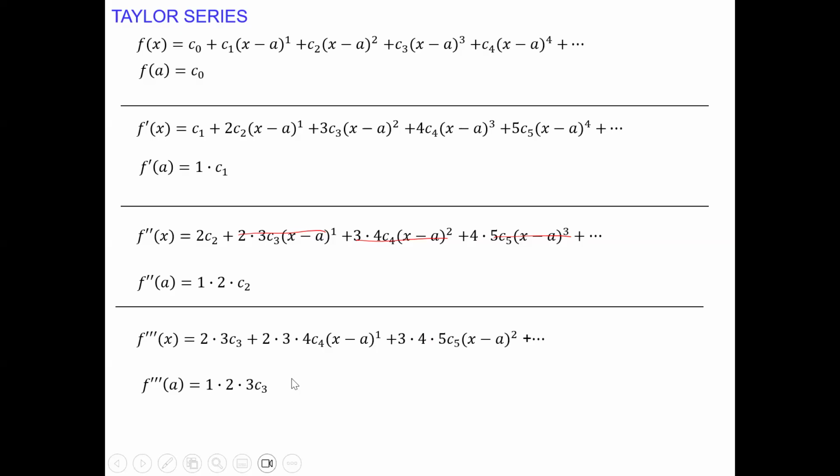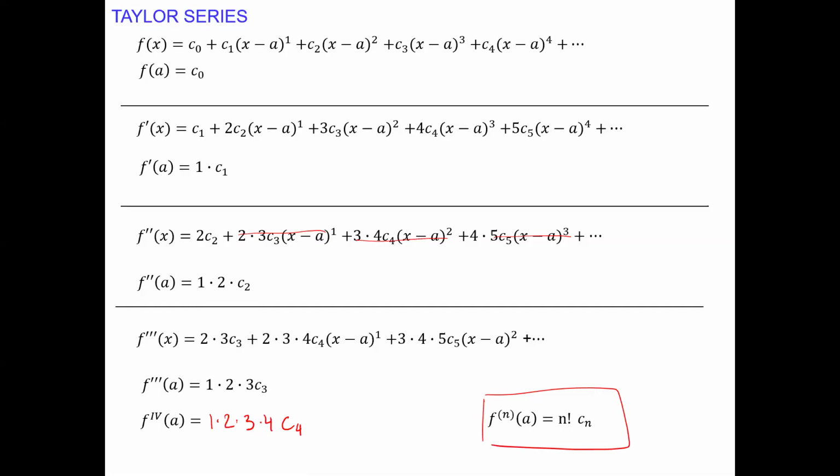I mean, you can probably see the pattern. That's the connection. If it's the first derivative, it's 1 times c sub 1. The second derivative at a, the center, equals 1 times 2 c sub 2. The third derivative at a equals 1 times 2 times 3 c sub 3. Then the fourth derivative, 1 times 2 times 3 times 4 c sub 4. And the nth derivative is just n factorial c sub n, because these products are the factorials of 2, 3, 4, and so on.